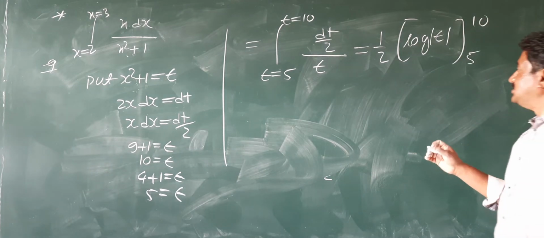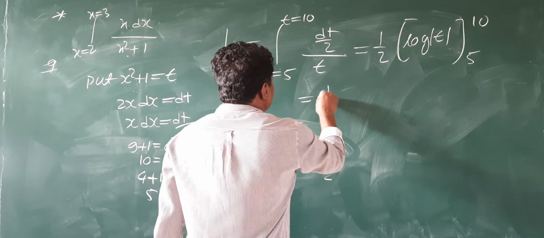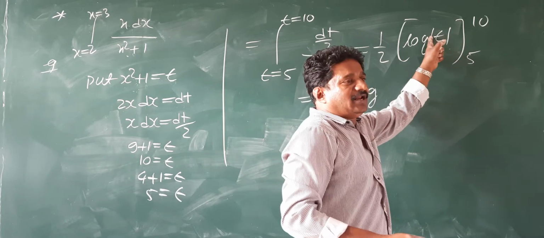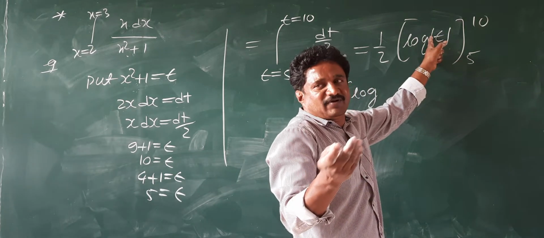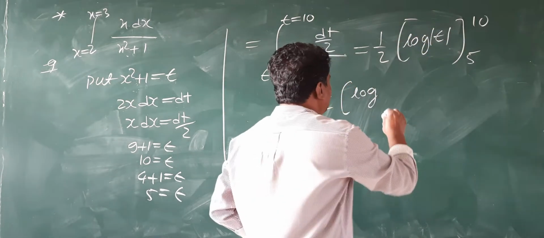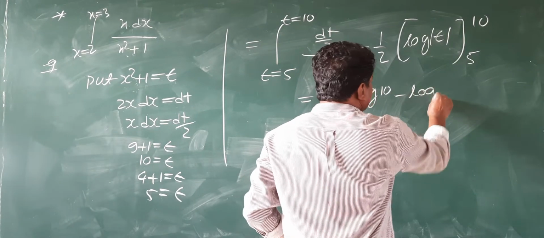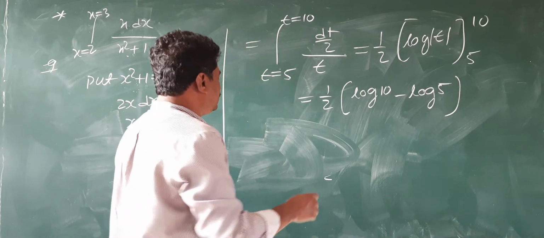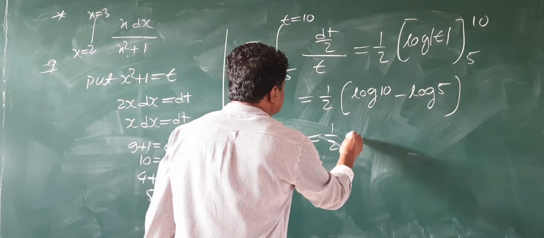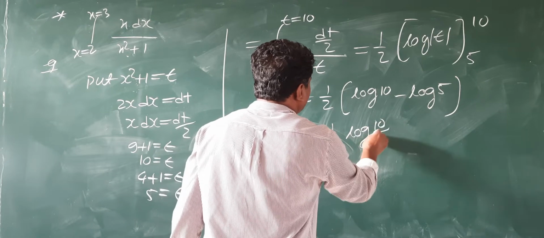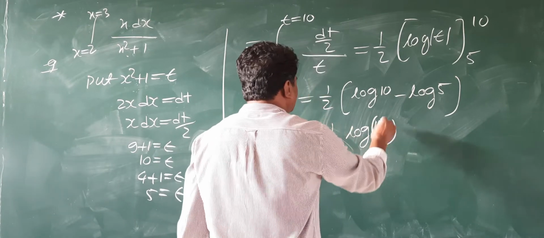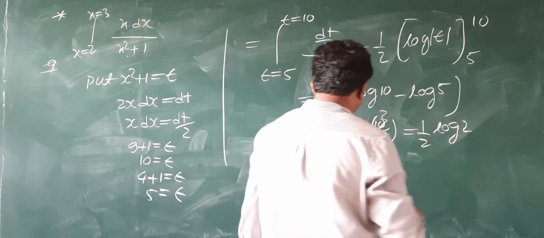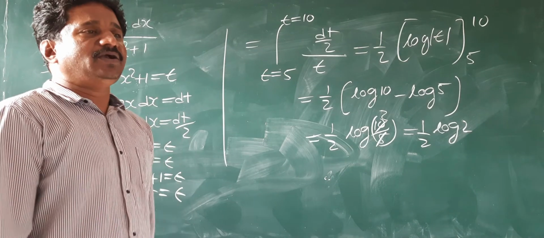So the final answer is 1 by 2 into log mod 10. 10 only. Is that mod required? No, because it's a positive number. Log 10 minus log 5. Log m minus log n is log m by n. So 1 by 2 log of 10 by 5, which is 2. So how much is the answer, students? 1 by 2 log 2.